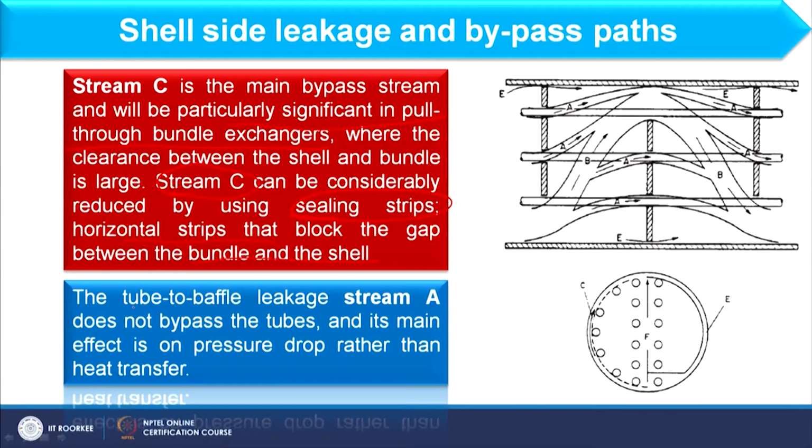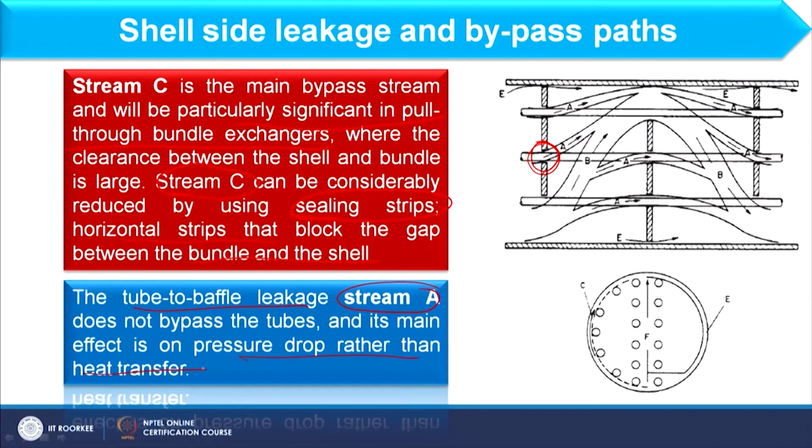So, that is about stream C, and further we can see that tube to bundle leakage, that is stream A, does not bypass the tube, because this stream I am considering, it is not bypassing the tube, and its main effect is on pressure drop rather than heat transfer, because it is moving through a minor gap between baffle hole and tube OD.